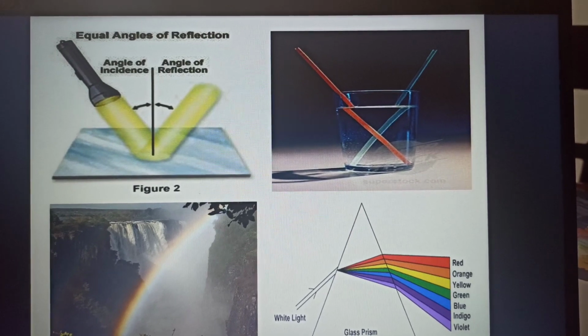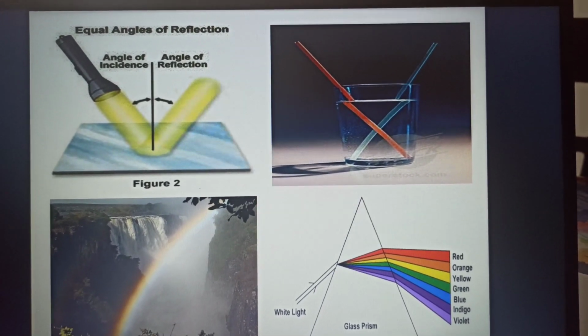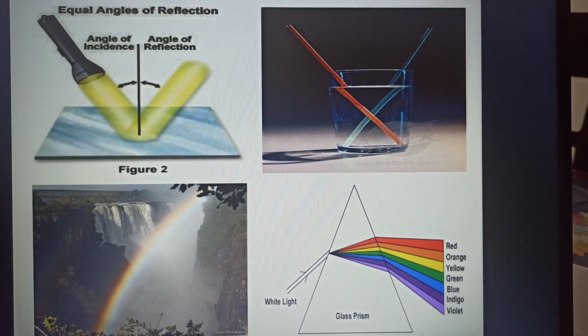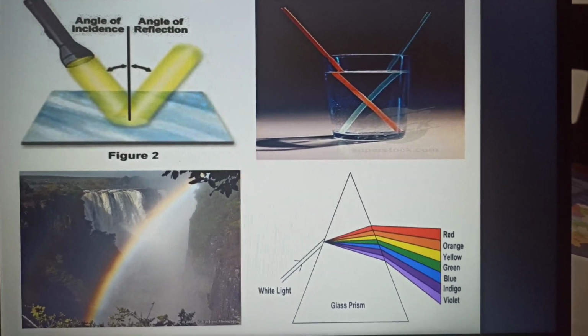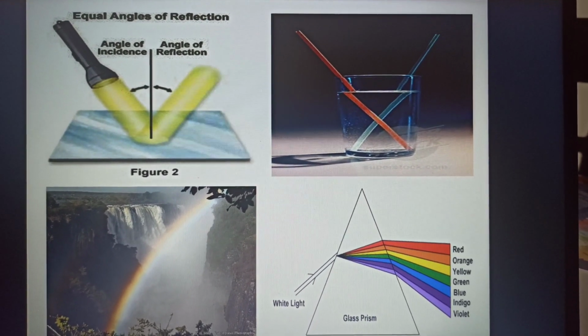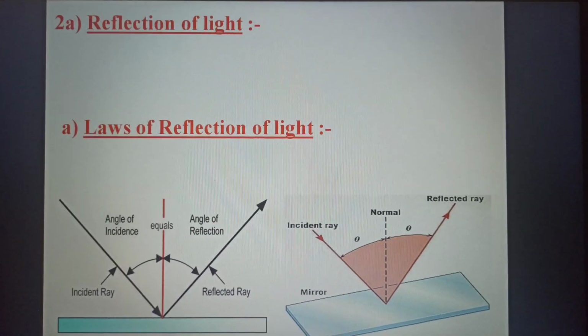Now when we see here, we have different concepts: the formation of rainbow, and you can see that the straw in that image has been bent. The bending phenomenon takes place, and that's nothing but refraction, which takes place because of light. Now we have a very important concept, my dear students.